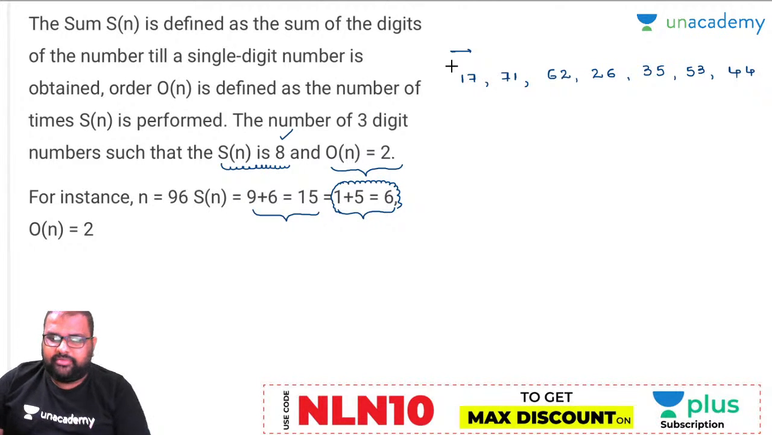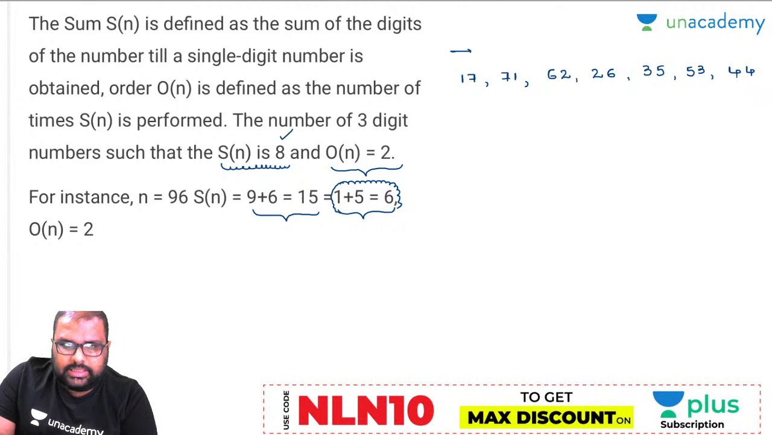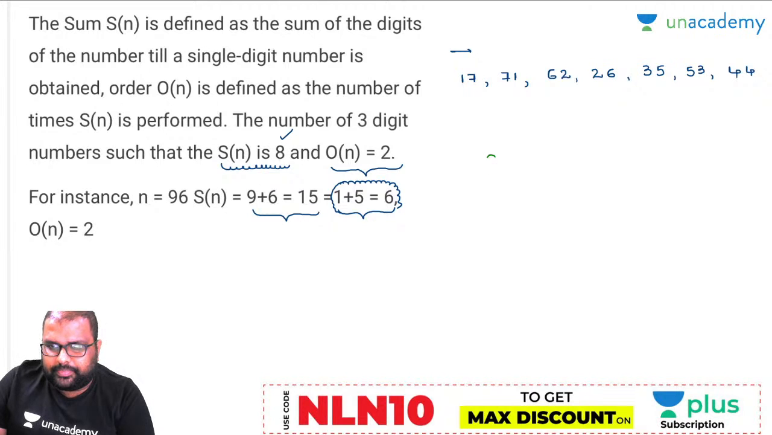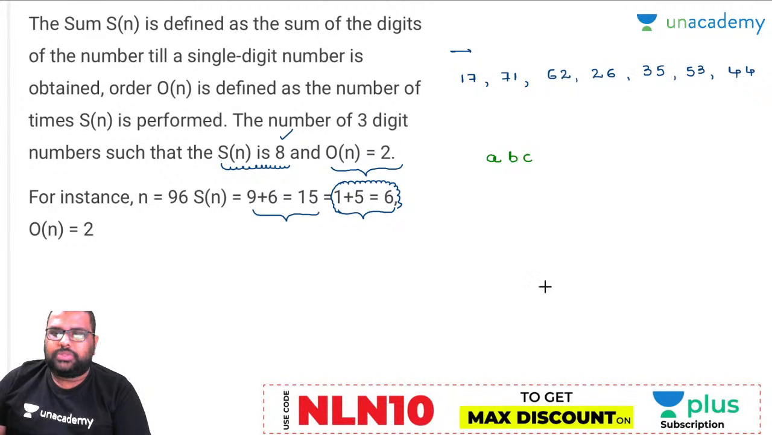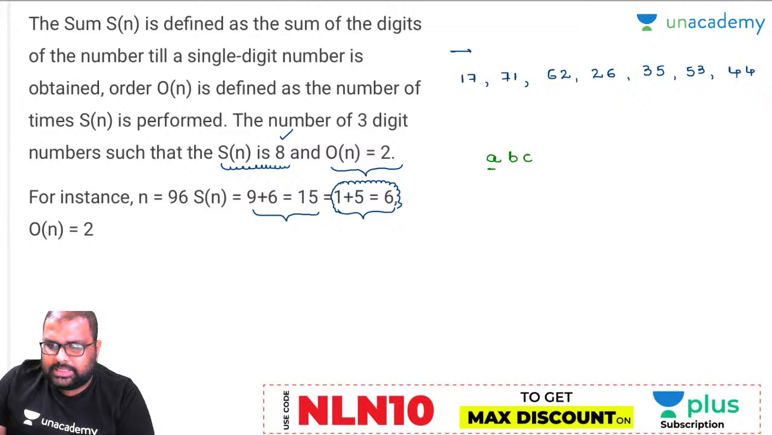Now, first of all, as they said, this is a 3-digit number. This A, B, C has to become a 2-digit number, meaning this A plus B plus C has to become 17 or 71, 62. Am I right or wrong? So let me know what is the highest 3-digit number first of all. And everybody knows the highest 3-digit number is 999.